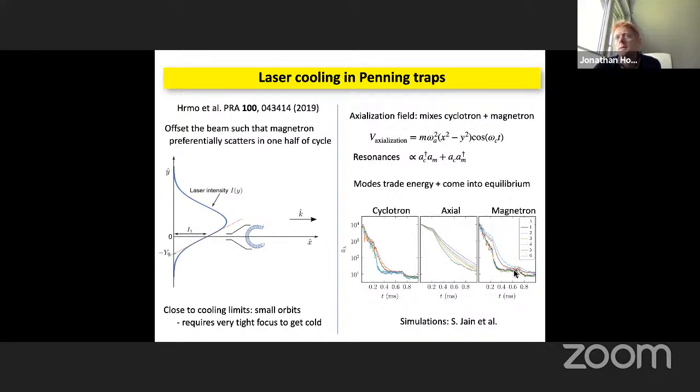And here are some plots of simulated Doppler cooling performed by my student Shrey Jain as a function of cooling time. What you see essentially is that the magnetron here is roughly speaking tracking the cyclotron motion in its number of quanta. And so they come essentially into thermal equilibrium. So by laser cooling the cyclotron motion, one also ends up cooling the magnetron motion.